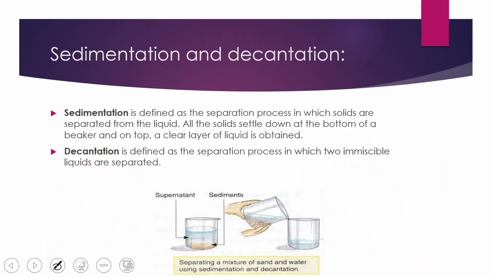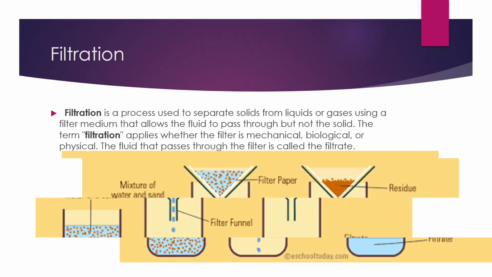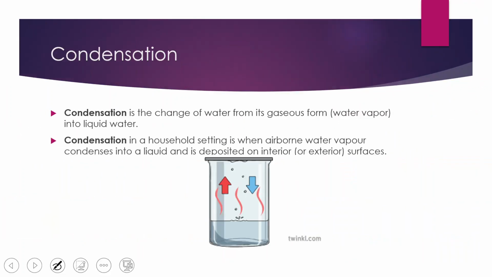In the last class we have done sedimentation and decantation, which is a process in which solids are separated from the liquids. Next, we also have read about filtration, which is a process used to separate the solids from the liquids or gases using a filter medium. That is the filter paper, which allows the fluid to pass through but not the solid. Today, we will move on to the next method of separation, that is called condensation.